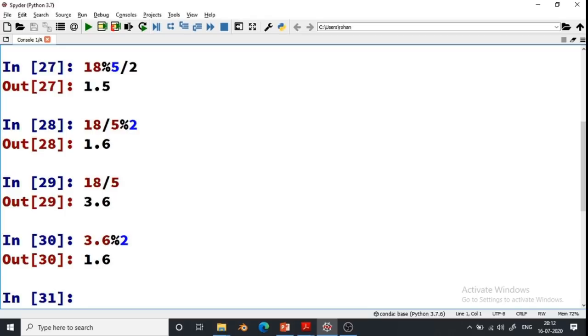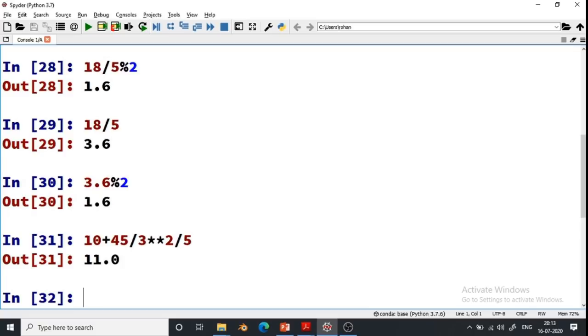Now can you guess what will be the answer for this expression, 10 plus 45 divided by 3 double asterisk 2 divided by 5? The answer is 11. Here the power operation is carried out first, then there are two division operations which are carried out later on from left to right, and then the addition operation is carried out, which gives the answer 11.